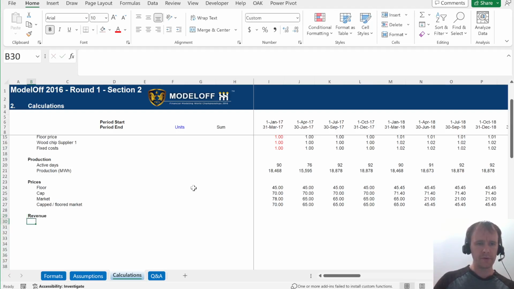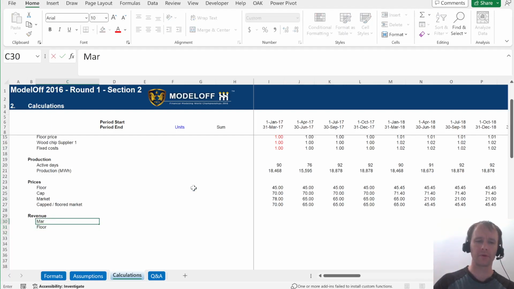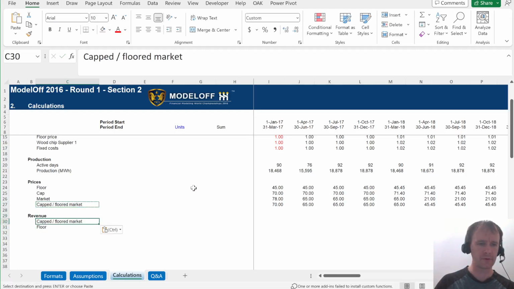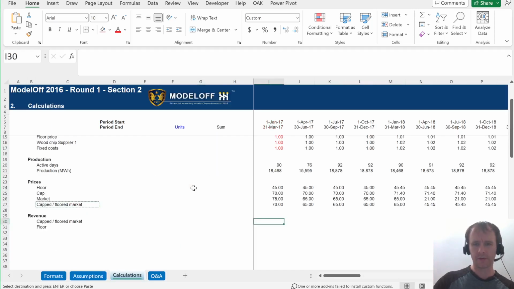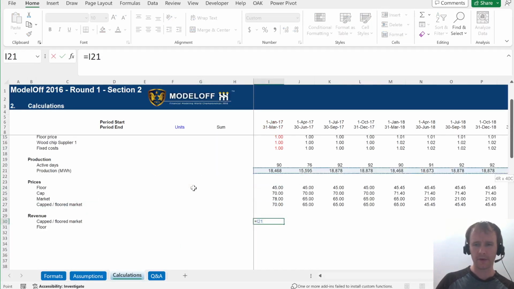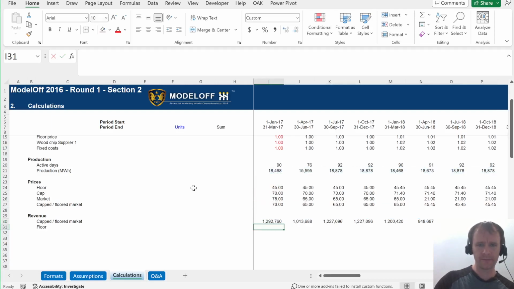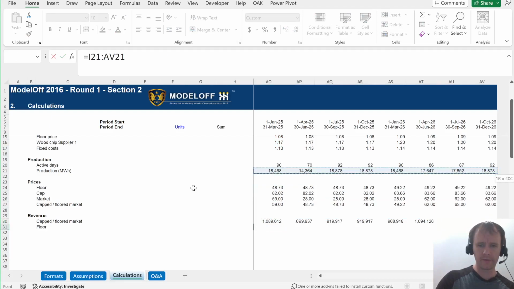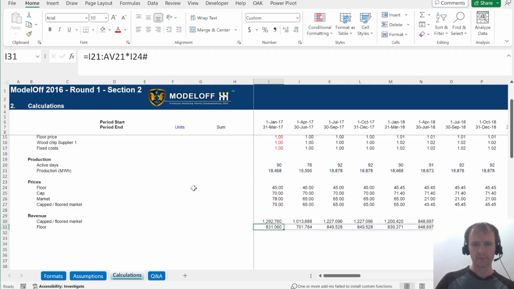All right, so then we've got revenue, so we'll do market and let's call it cap floor, or sorry, cap floor and floor are the scenarios we want. So I'll just call it, what do I want to call it? Market, cap floored market, whatever, and floor. So that's our megawatt hours. These prices are dollars per megawatt hour. Yes, I should really label better, but that ship has sailed. Okay, so cap floored market is that one, and the floor is this one. Okay.